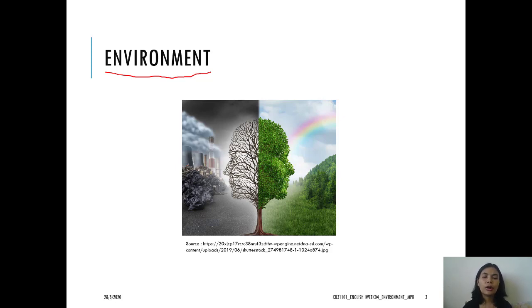Over here, as you can see, there are two pictures of a good environment and a bad environment, and nowadays there are plenty of organizations or plenty of activists, I would say, who are working or struggling to save the environment to become a better environment. We are going to discuss the topic by first having a very quick question.